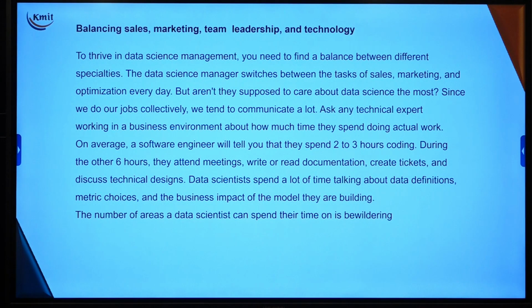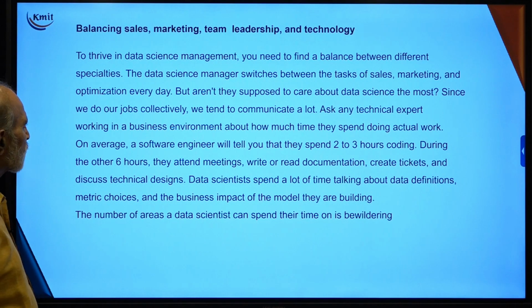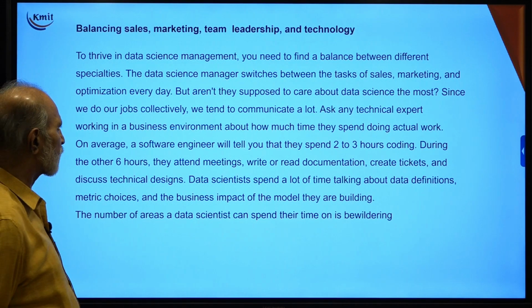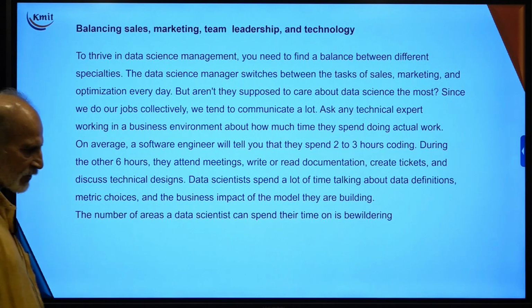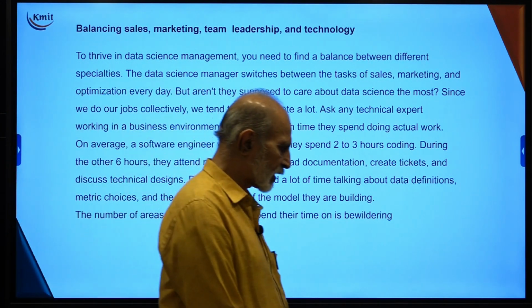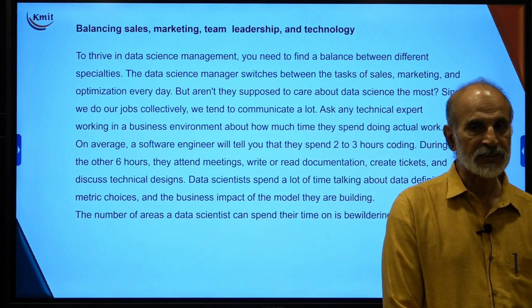So what we say is that to thrive in data science management, you need to find a balance between different specialties. I may be very good in sales, marketing, team leadership and technology, but I have to have a balance between these disparate specialties. A data science manager switches between the tasks of sales, marketing, and organization every day. So there is no fixed department or fixed role, especially in data science.